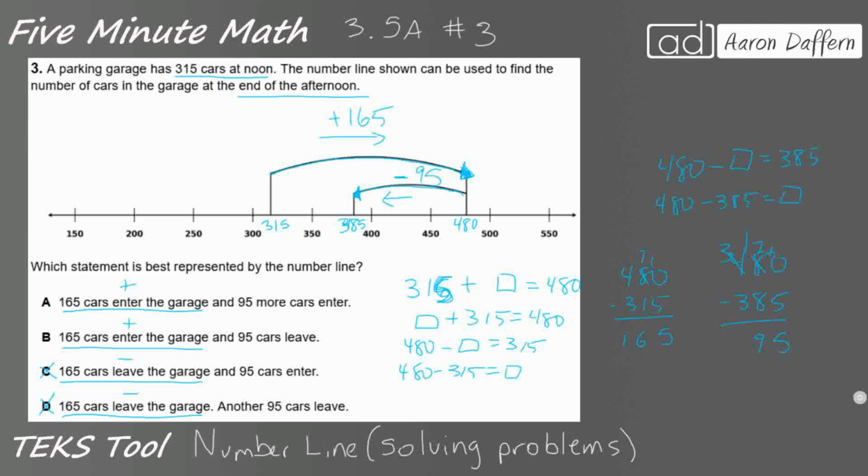Now we need to find the matching statement, only A or B. 95 more cars enter. Oh, that's addition. 95 cars leave. That's what we're looking for. Answer is B.